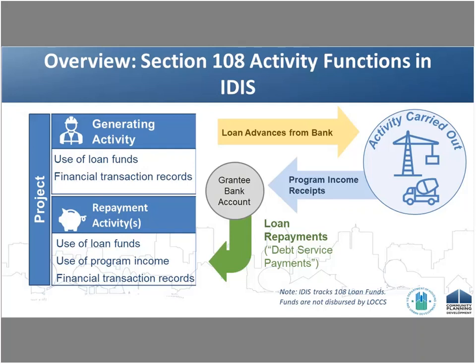And those transactions occur when the funds are advanced from the bank. Those funds are then used to carry out the activity that was approved with your application for the Section 108 loan, and they are recorded in IDIS if they're required to be. The repayment activities are the use of loan funds and use of program income, and in the event that you are repaying these loans with the use of CDBG funds, that would also be classified as a repayment activity. And that is the repayments of the debt service to the Bank of New York.